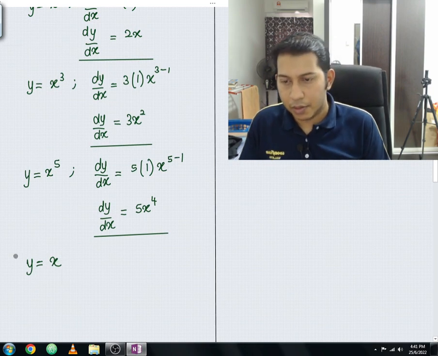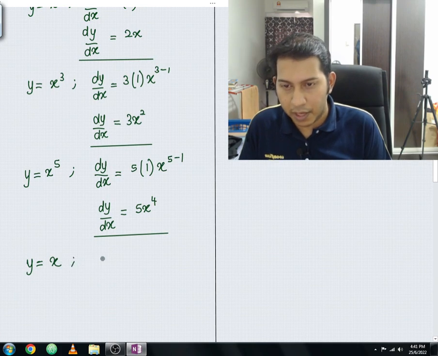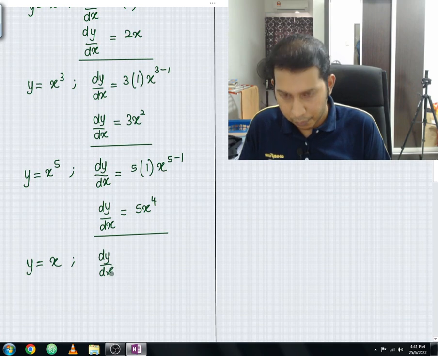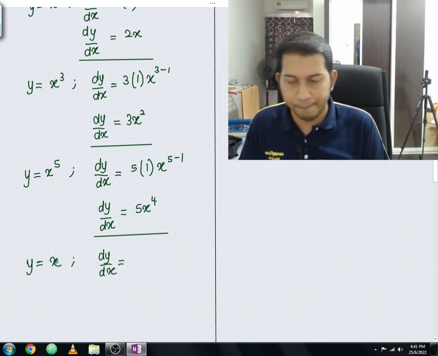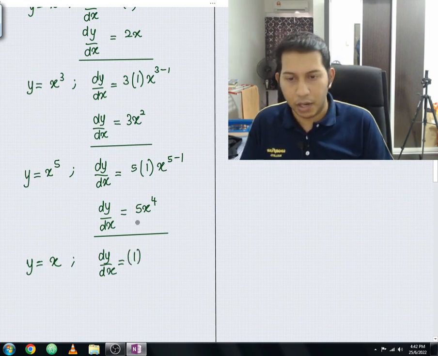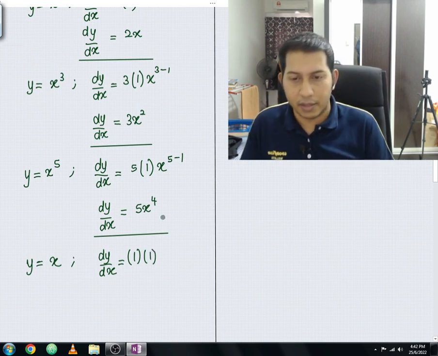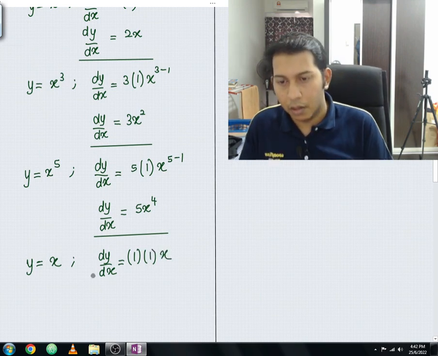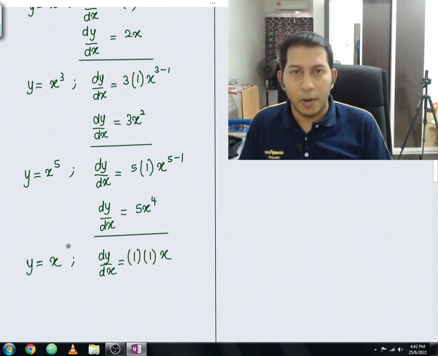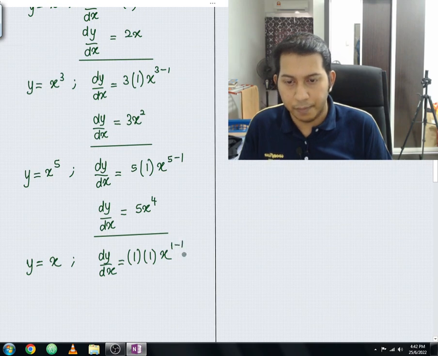Okay, so to calculate the differentiation of y equals x, the proper working will be dy over dx is equal to 1. You multiply by 1, the constant in front. The x still remains the same. The power 1, you minus 1.